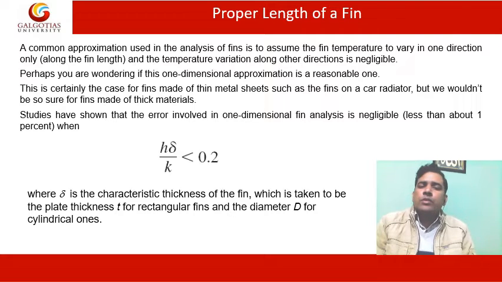Most of the fins that we utilize are made from thin metal sheet, such as the fins of a car radiator. So we won't be sure for fins made of thick material. And studies have shown that the error involved in one-dimensional analysis is negligible, less than about 1% when h delta upon k equal to 0.2, where delta is the characteristic thickness of the fin, which is taken to be the plate thickness t for a rectangular fin and the diameter d for a cylindrical type of fin.